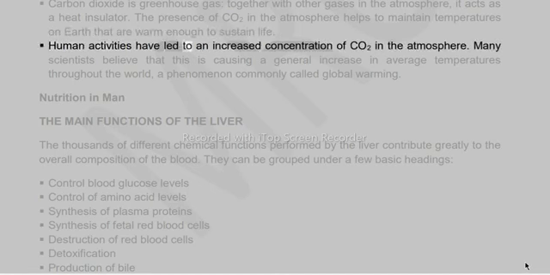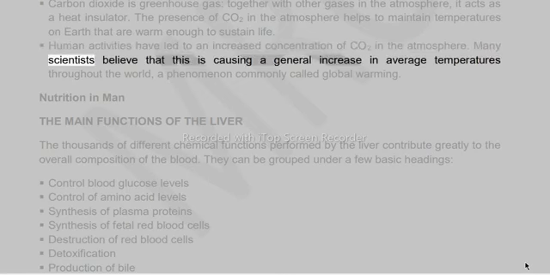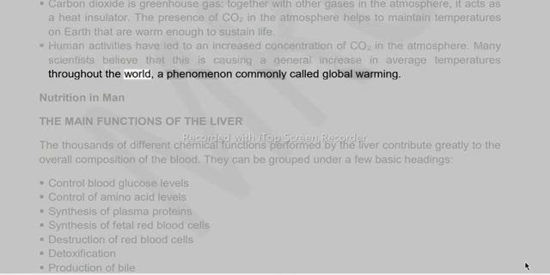Human activities have led to an increased concentration of CO2 in the atmosphere. Many scientists believe that this is causing a general increase in average temperatures throughout the world, a phenomenon commonly called global warming.